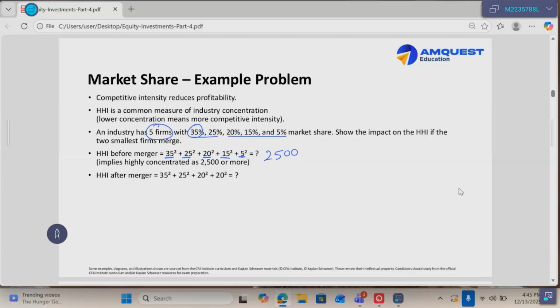Now, what is going to happen is these two firms have decided to merge. They have decided to become one. So now they have a market share of 20%. So this will now become 20 squared. Now, if we take a total of this, it comes to 2656. So now we have only four firms and they are controlling the majority of the market. Fewer firms controlling the majority of the market, we say that the industry is very concentrated.